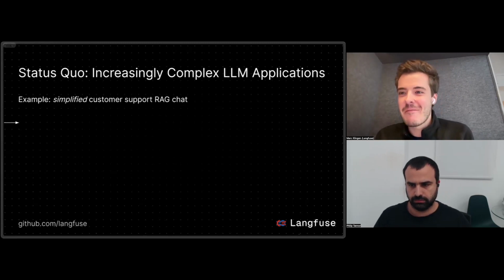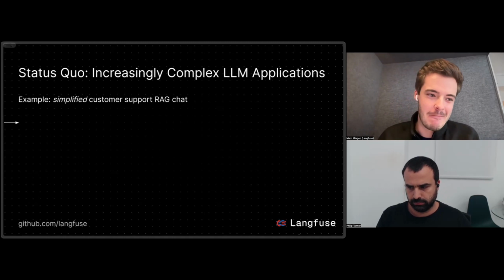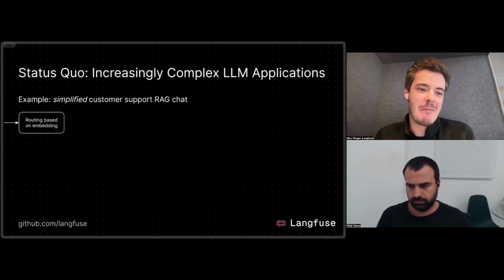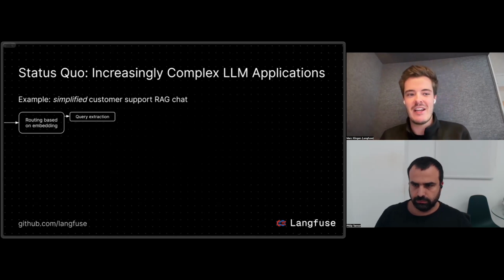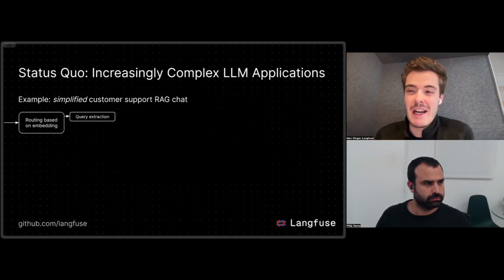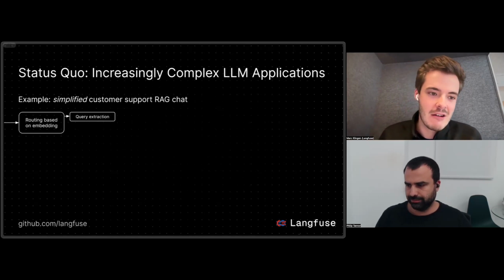So maybe let's start with a simple example, tying back to what you just mentioned of these systems becoming increasingly complex. For example, I simplified something from one of our customers, who built a customer support RAG chat that, when a user question comes in, does some kind of routing step, then extracts a query from this routing step. It's more like metadata extraction to, for example, filter the documents that are retrieved.